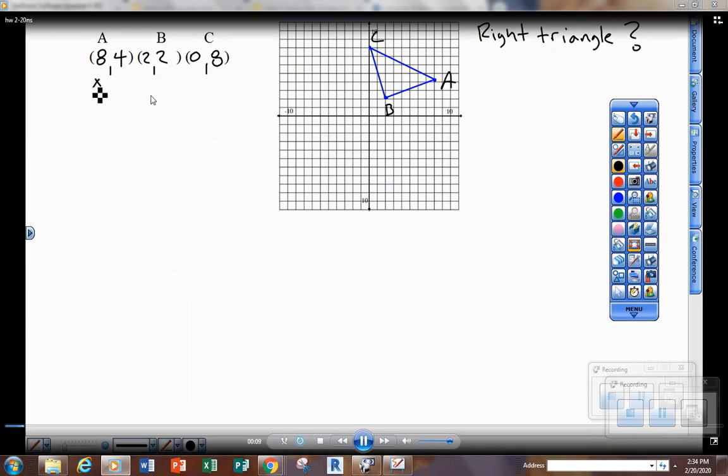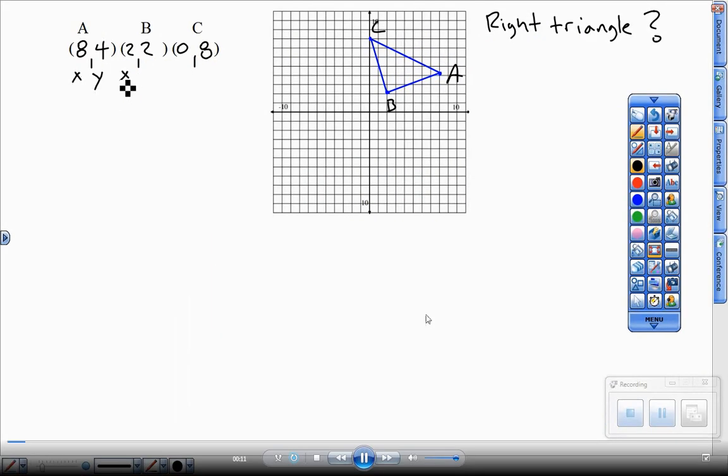Plot (8, 4), (2, 2), and (0, 8). I want you to kind of get an idea already if this is perpendicular. I could see this is a slope of 1/3. This is a slope of -3. Already I could see that these two lines are perpendicular. I bet it's going to work.